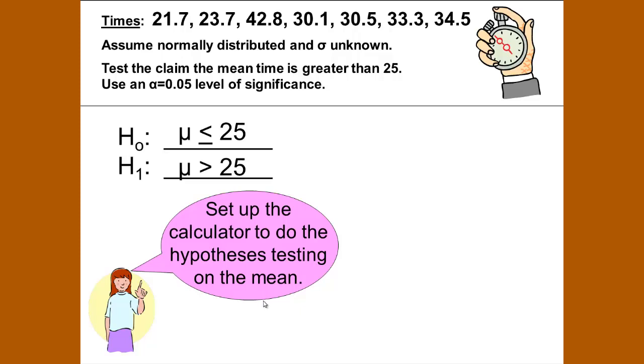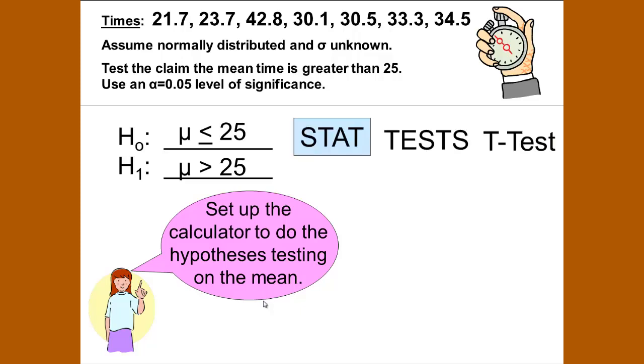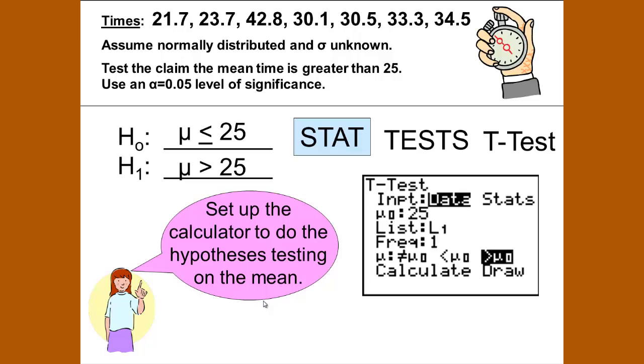Set up the calculator to do the hypothesis testing on the mean. So for the setup, choose Stat, then Test, then the t-test. For your t-test, again we're inputting our data, so make sure that the data is selected. The second line there is mu sub 0, which means we need to put in the number that we're testing the claim against. What do we think that the population mean is? In this case, we think it's 25, so you will type in a 25.